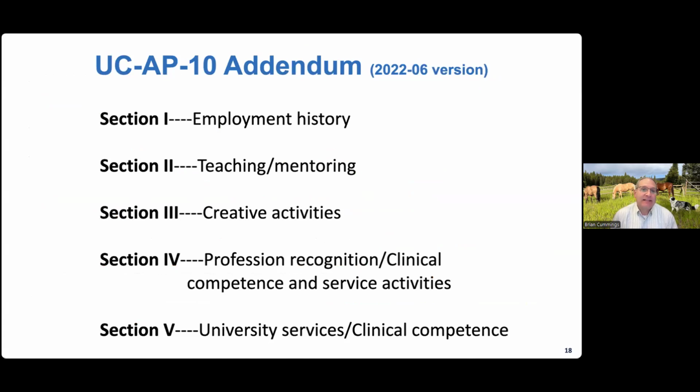So the AP10, make sure you're using the 2022-06 version, unless Kyoko tells me there's an even newer version than that. Make sure you're using the most up-to-date version of the AP10, and that's broken down into various sections that we'll go over in just a moment. So employment history, teaching, creative activities, professional recognition, clinical competence and service, and then university service and additional clinical competence.